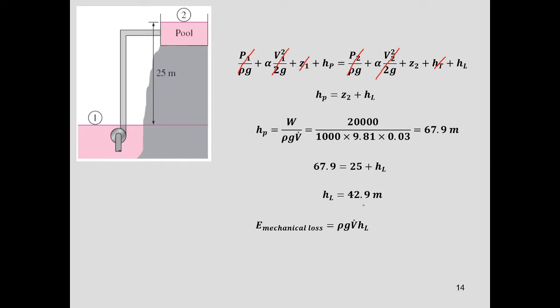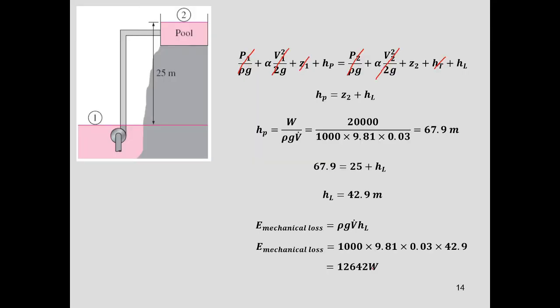The second part is the mechanical losses: how much is the mechanical energy loss. So the equation is ρg V dot h_L, where ρ is 1000, g is 9.81, V dot is 0.03, and 42.9 is the head loss you got from the calculation before. So you get the mechanical energy loss equal to 12,642 watts.